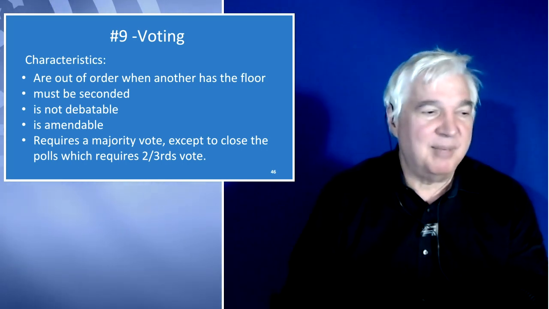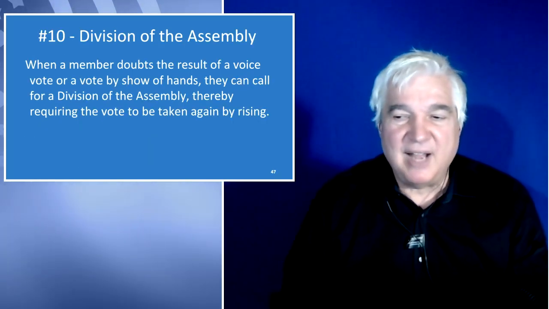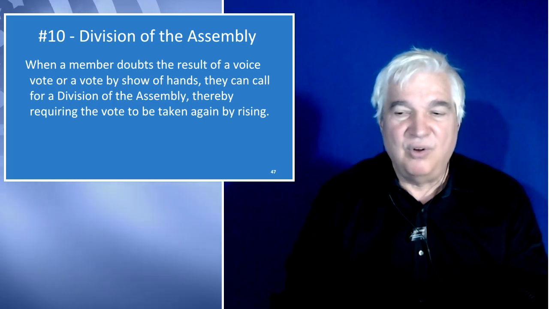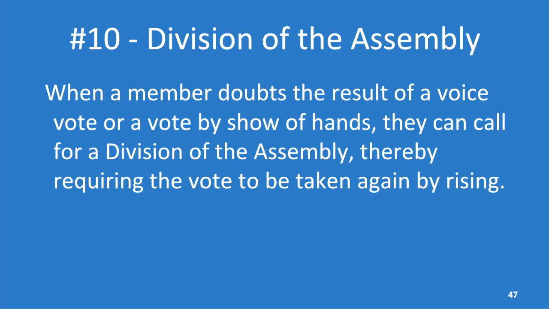Number 10, division of the assembly. So when a member doubts the result of a voice vote or a vote by show of hands, they can call for a division of the assembly, thereby requiring the vote to be taken again by rising. So this is also related to the voting questions.